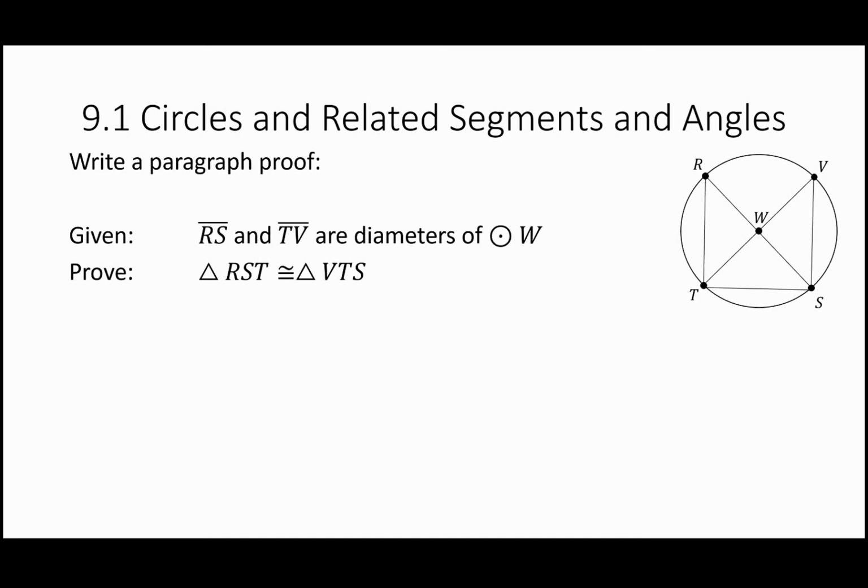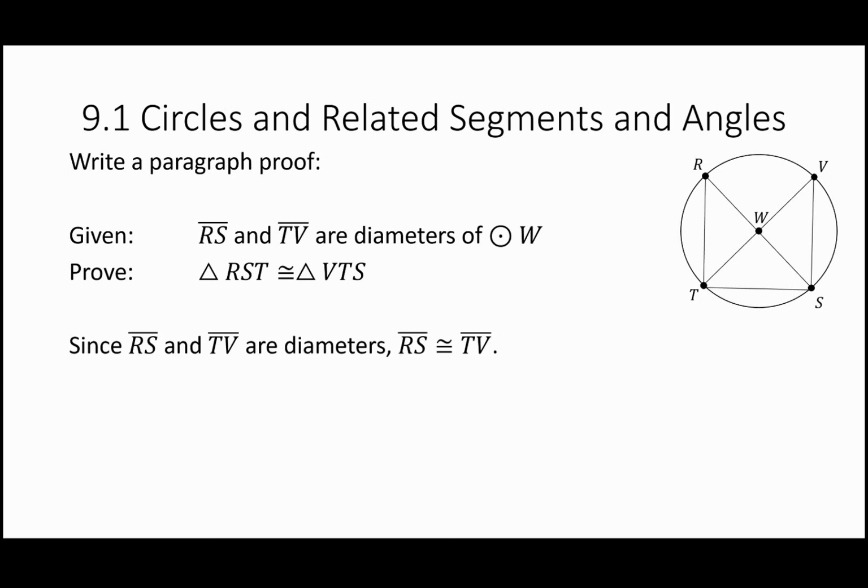Okay, so that being said, let's look very carefully at what's given and look at the figure and then try and prove triangle RST is congruent to triangle VTS. Okay, and we're given that RS and TV are diameters of circle W, and that's it. So we're going to have to draw a lot from the figure, really, in order to move forward with this proof. So I invite you to just write down this paragraph proof word for word according to my example. And, you know, if you want to subsequently from that think about how you might slightly reword it, I think that's a valuable exercise as well.